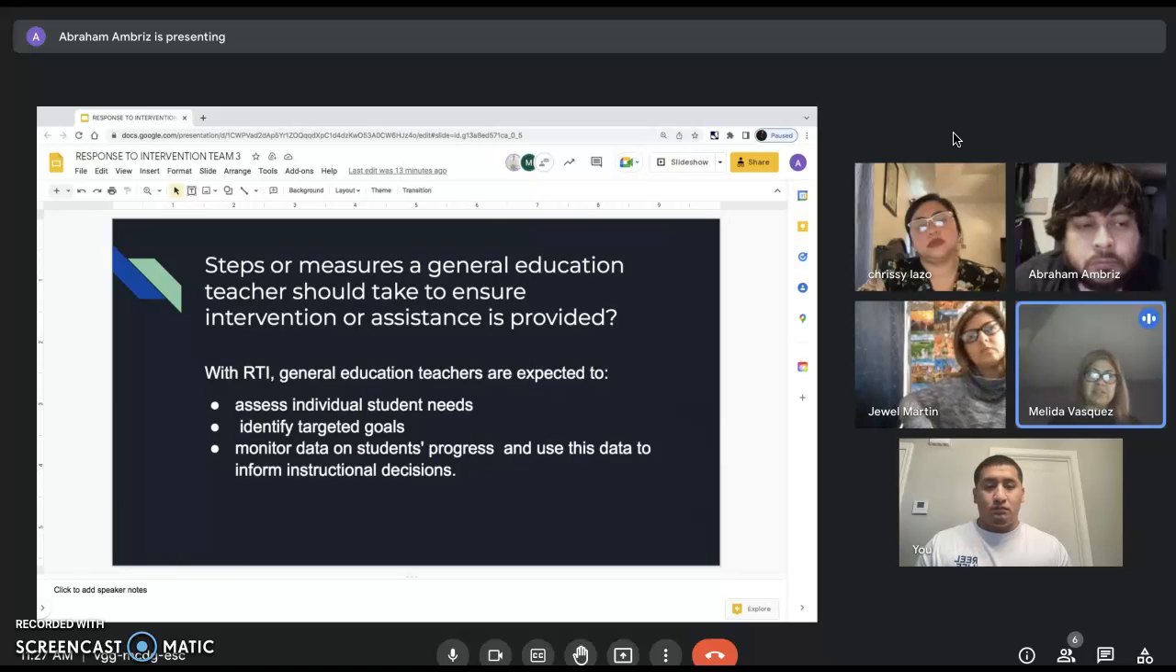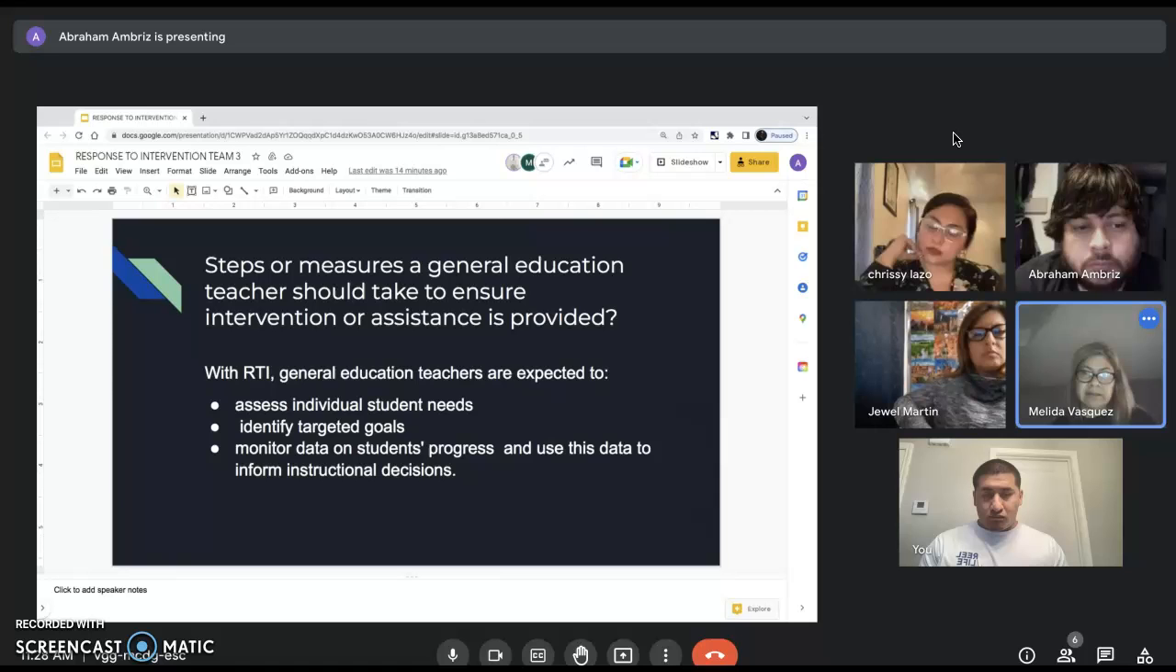And what steps or measures should the general education teacher take to ensure intervention or assistance is provided? So with RTI, general education teachers are expected to assess individual student needs. So they're going to monitor the progress of the students, monitor their skills, and if no progress has been made, then the student should be referred to Tier 2 for more intensive instruction.